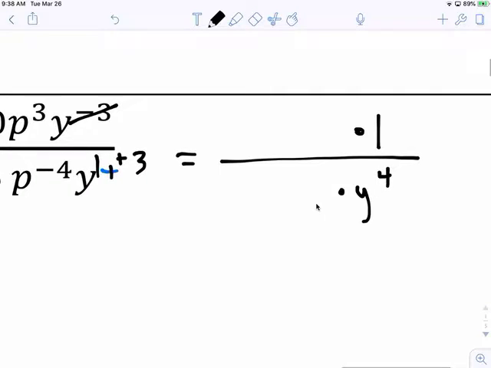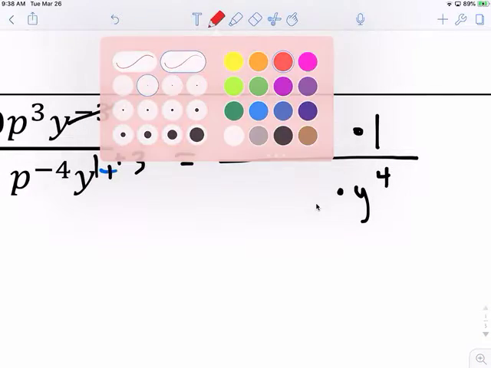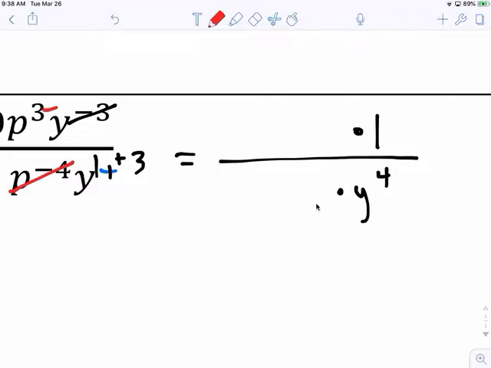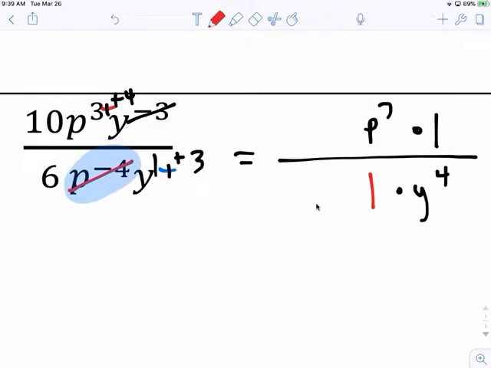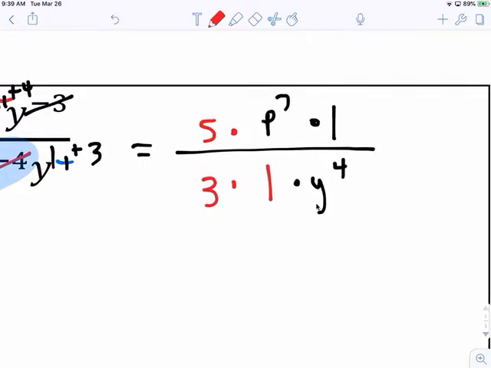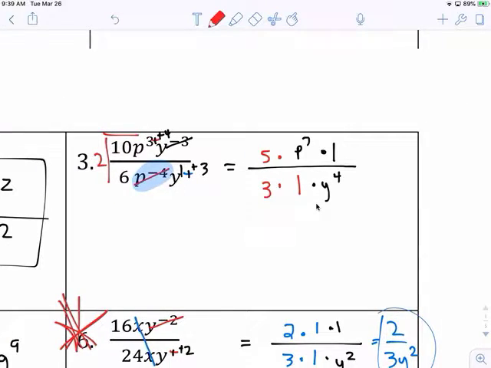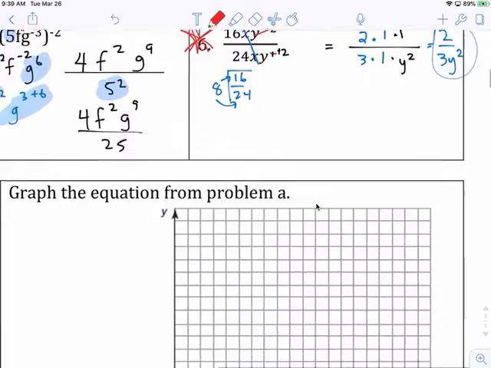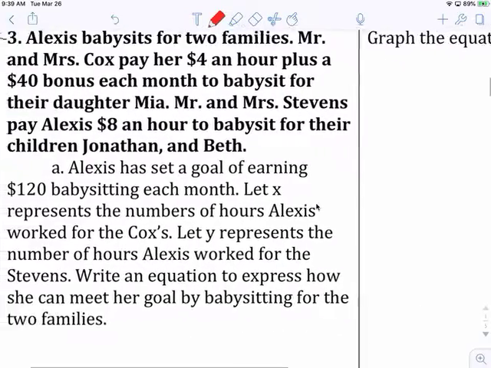Go to the p. Okay, again, get rid of the smaller one, minus a negative 4, so plus plus. So you get p to the 7th, and the bottom one right here is a 1. And then 10 over 6, divide by 2, 5 over 3. Okay, and then you solve this. So it's 5p to the 7th over 3y to the 4th. That's your final answer. Okay, now this is on the test.